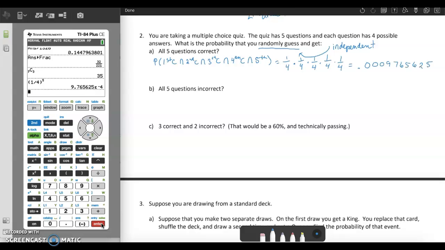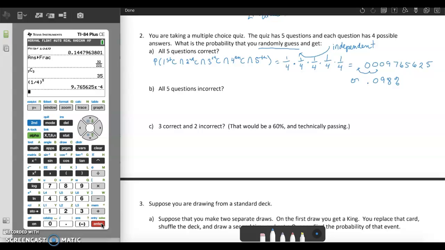0.0009765625. Or if I want to look at this as a percentage, it is only a 0.098% probability that you're going to randomly guess all 5 of those questions correct. So next to nothing, basically, probability. Very slight. It's not 0, but it's almost 0 that you would guess all of those correct.